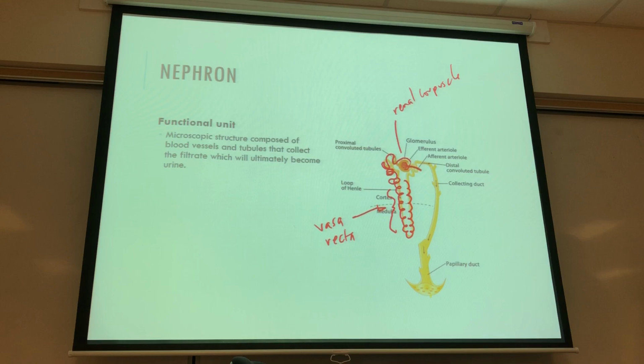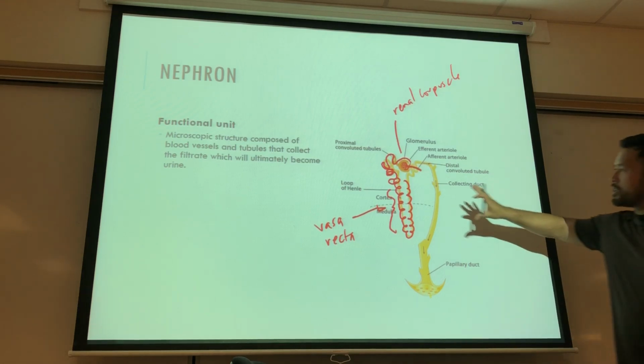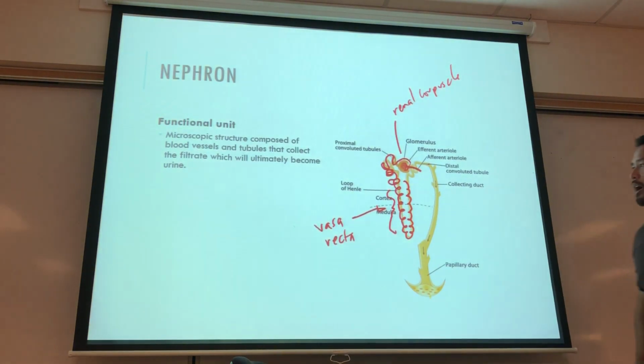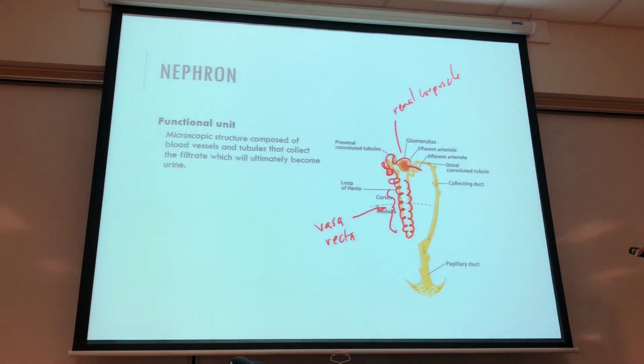So if you ever see those terms, it might be a little confusing at first. It's just the vessels surrounding the peritubular capillaries. And again, the importance of the vasa recta as well as the peritubular capillaries is to reabsorb the stuff in the filtrate that we need to keep.